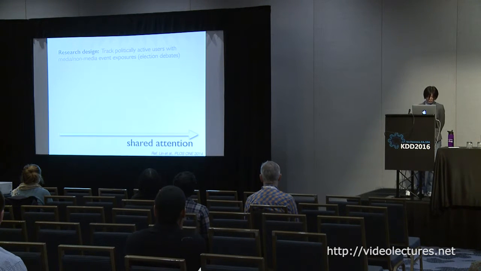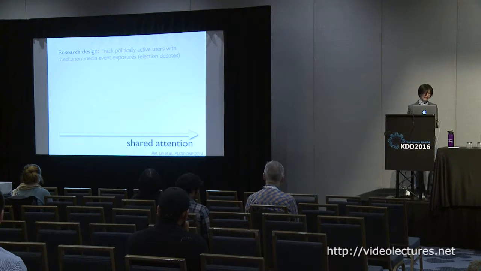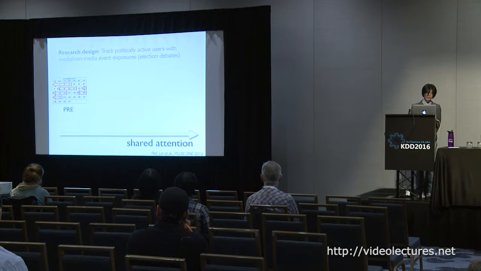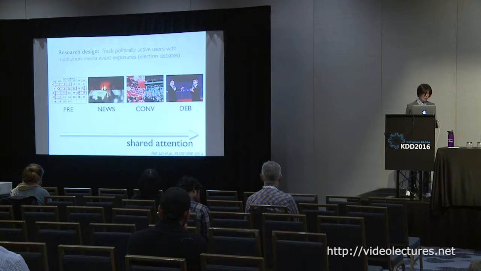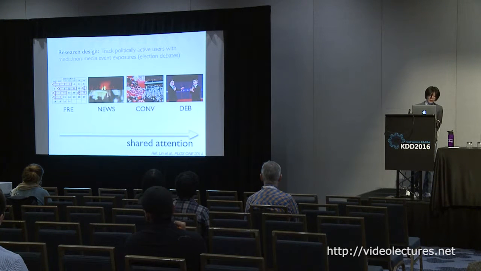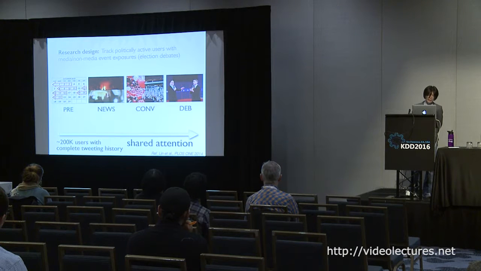So I'll briefly summarize the research design in this study. We tracked these politically active users from Twitter. We collected over 200,000 users and their historic data over a period of time. Then we utilized different event periods to construct 4 conditions, from the pre-event period, to the breaking news period, to the convention event period, DNC and RNC conventions, and the debate events. Utilizing these different events and event conditions, we create different levels of exposure, so then we can test the hypothesis.